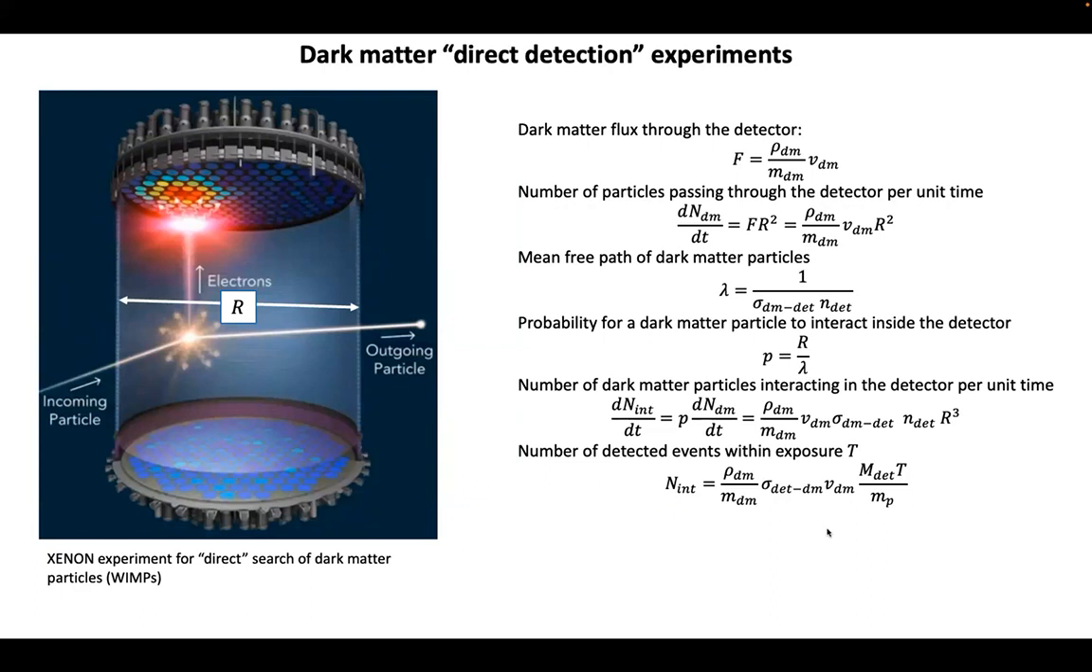Now, of course, not all of those particles have interacted inside the detector. I need to know the fraction of the particles that have a chance to interact. So I want a probability for a particle to interact inside the detector. How do I estimate it? Of course, if my detector is larger and larger, the probability is increasing, right?